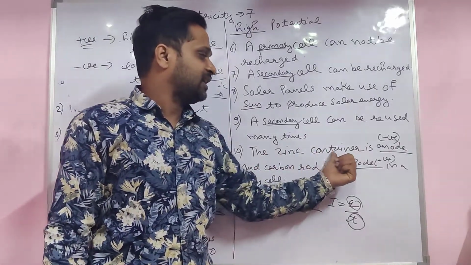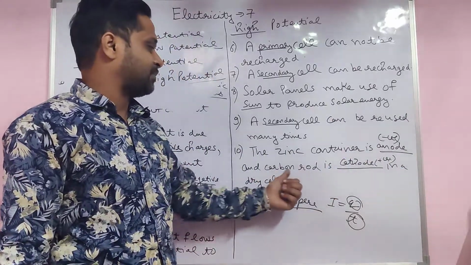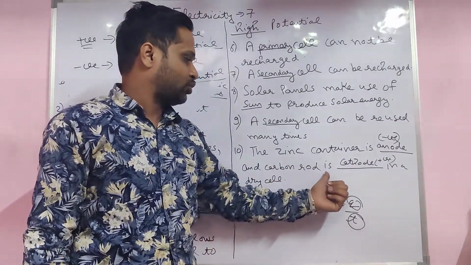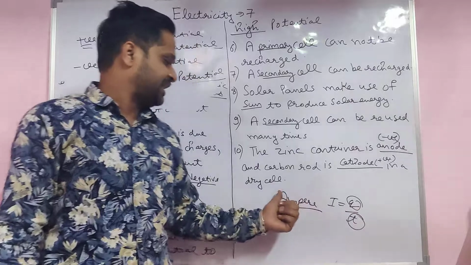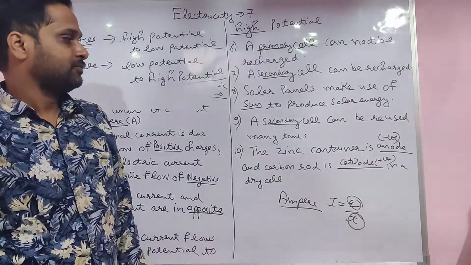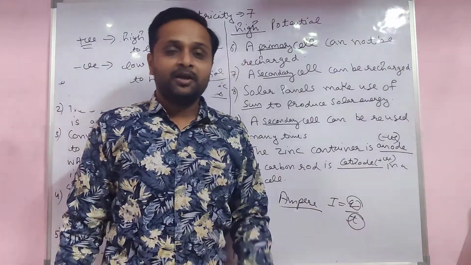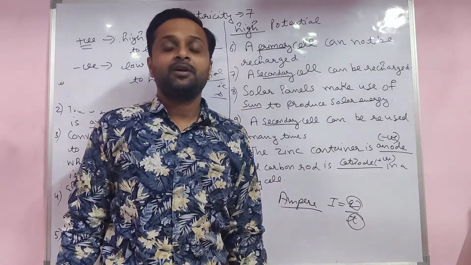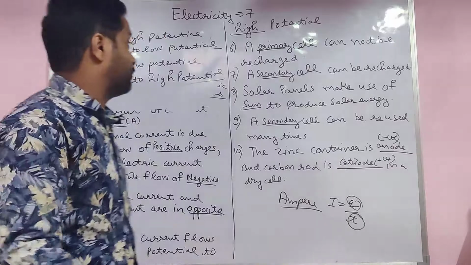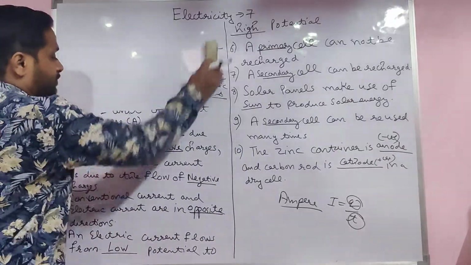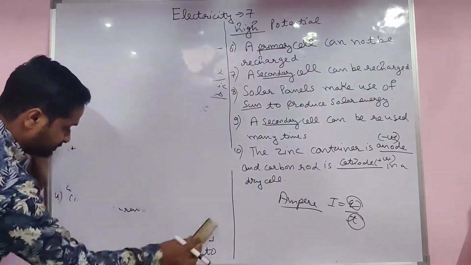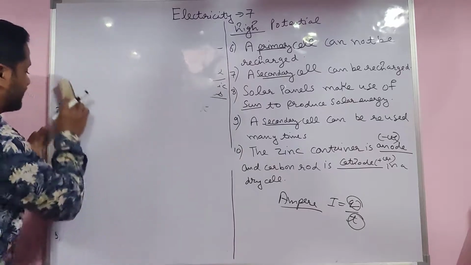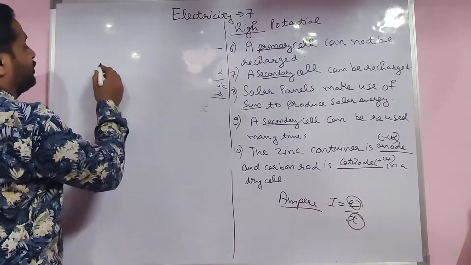The zinc container is a dash and the carbon rod is a dash in a dry cell. I already told you about the dry cell construction and everything. Here now one problem is there in your book. Keep in mind, please correct it in the book.